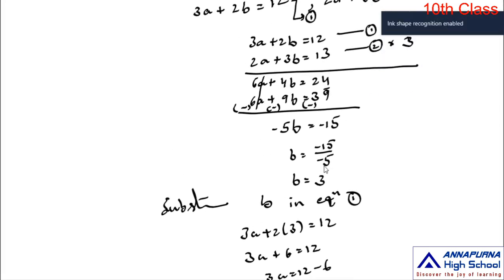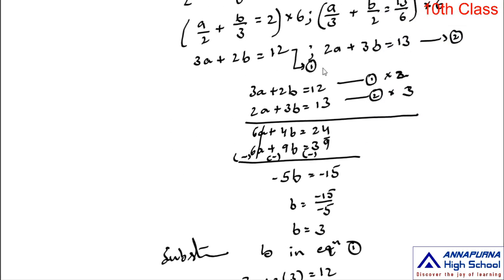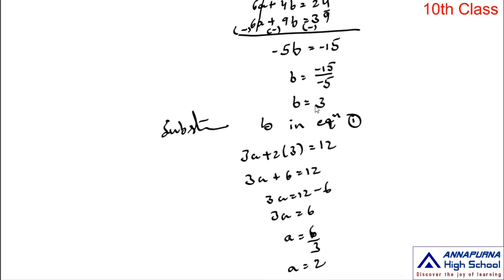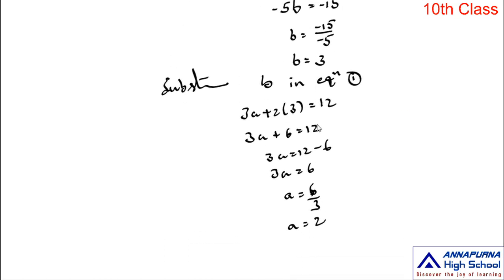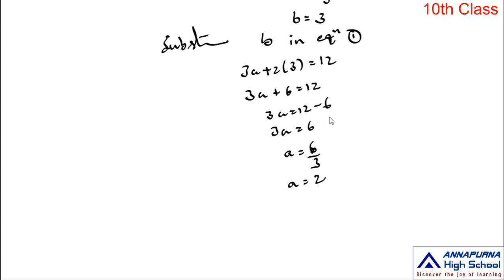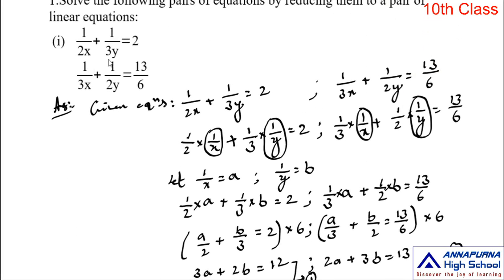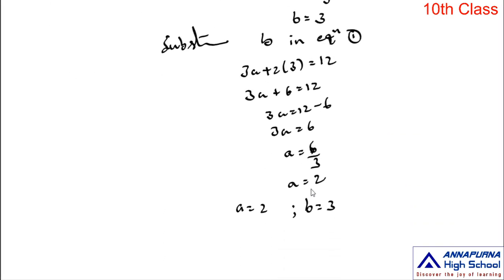So therefore the solution of these two linear equations is a is equal to 2 and b is equal to 3. But a, b are not the required values. Why? Because the two variables of the given two equations are x and y. So a and b we introduced to reduce the equations to linear equations. So here we find the a, b values, and from these a, b values we find the x and y values.